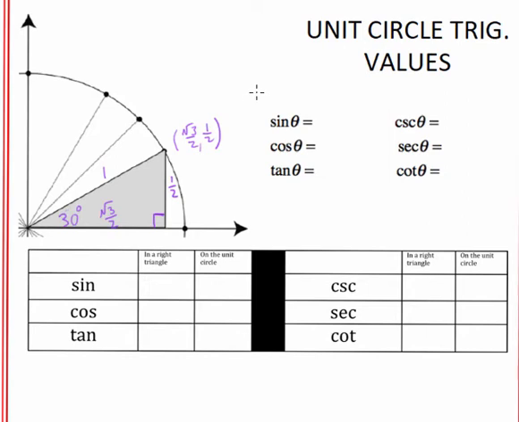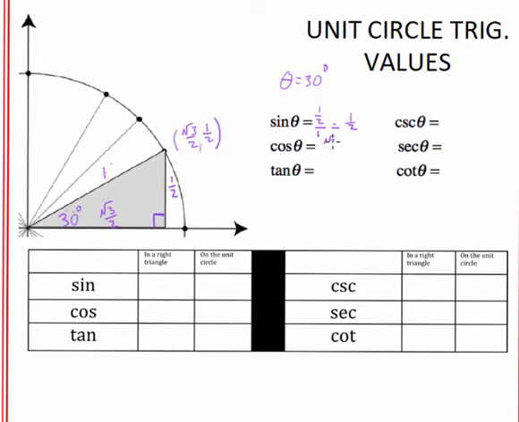Okay, recall from geometry, and from the ratios that we already talked about, that the sine of theta is the opposite over the hypotenuse. So let's say here that theta is equal to 30 degrees. The sine of theta is the opposite over the hypotenuse, so it's just 1/2 over 1, which is just equal to 1/2. The cosine is the adjacent side over the hypotenuse, so it's going to be the square root of 3 over 2 over 1, which is just square root of 3 over 2.